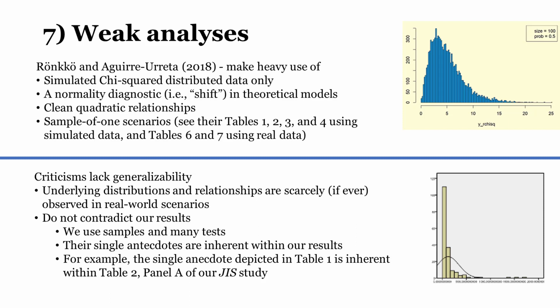All of these practices are extremely limited and not generalizable to real data sets used by AIS researchers. By contrast, real data is often far more non-normal than chi-squared simulated data. The data used by the authors is much more clean and continuous than the vast majority of financial ratios used in AIS research. Also, their sample of one scenarios are encapsulated within our results because we use samples in many tests. For example, the single antidote that they depict in their Table 1 is already a part of our results in Table 2, Panel A.